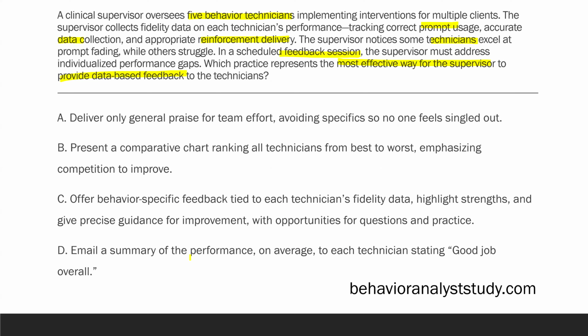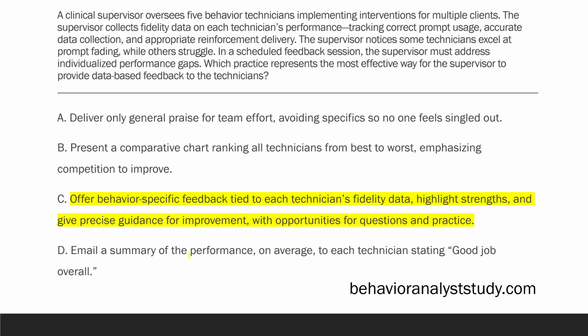And then D, email a summary of the performance on average to each technician stating good job overall. D, again, does not address the need for individualized feedback. All of our training needs to be based on individualized, personalized instruction, just like we would do for our clients.